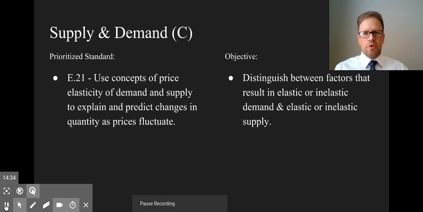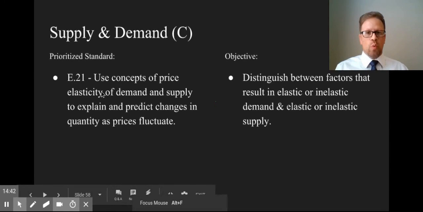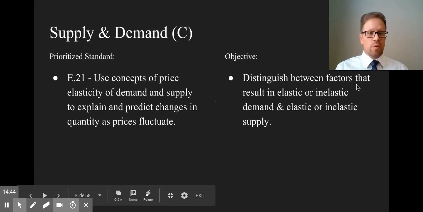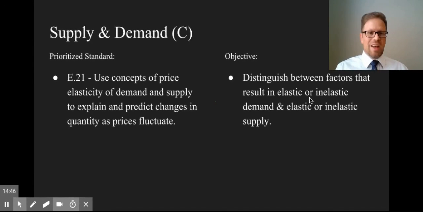All right, this concludes supply and demand, section C, elasticity and surpluses versus shortages lecture. Our prioritized standard again was economic standard 21, and objectively now you can distinguish between factors that result in elastic or inelastic demand and elastic or inelastic supply.